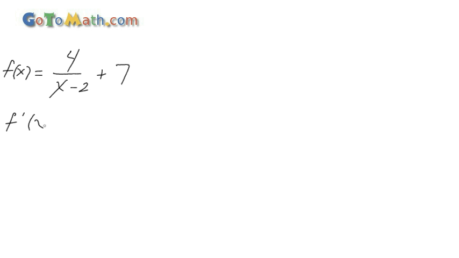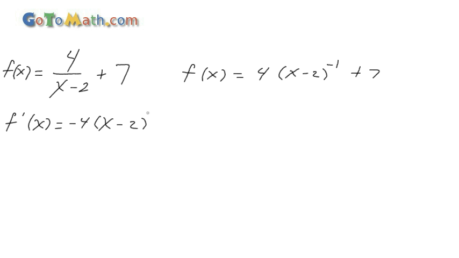So f prime of x is equal to, and actually, let's rewrite this. We could use the quotient rule, but when we just have a constant in the numerator, it's a whole lot easier for us to take the derivative when it's in this form here, okay? So take this negative 1, bring it out front, that gives us negative 4 times x minus 2, subtract 1, we're at negative 2, and the derivative of a constant is 0. Of course, remember we have to take the derivative of the inside, but it's just 1.